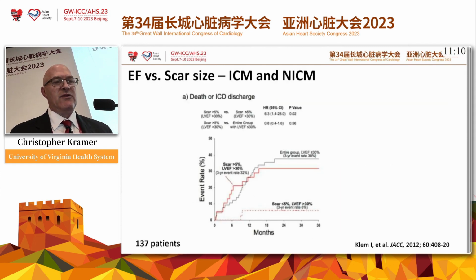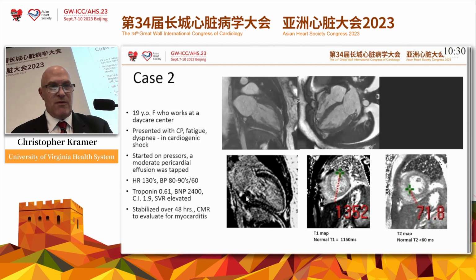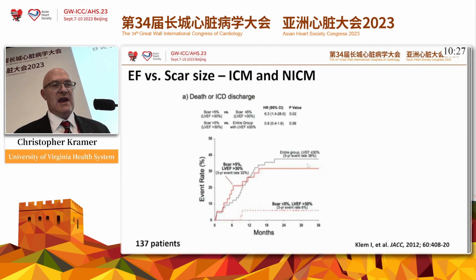This is another smaller study with the same concept from the Duke group, published over a decade ago now. And what you can see here is they split 137 patients into patients who had EF greater or less than 30% and scar burden as percent of LV mass greater or equal to 5%. You can see the top two bars are the patients with the highest event rates, event being death or ICD discharge. As expected, the patients with EF less than 30% had a high event rate. But interestingly, the patients with an EF more than 30% and scar burden more than 5% had almost a similar event rate, whereas the patients with preserved EF and a low scar burden had a very low event rate.